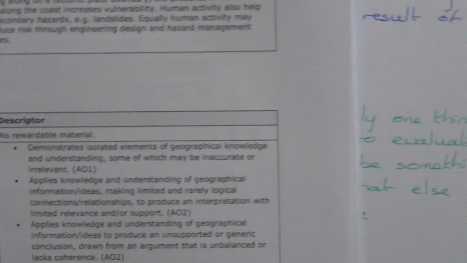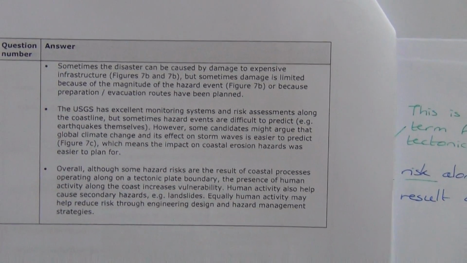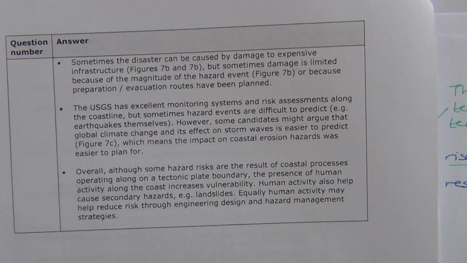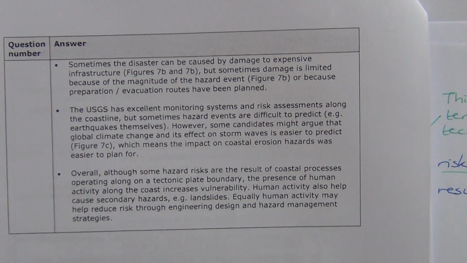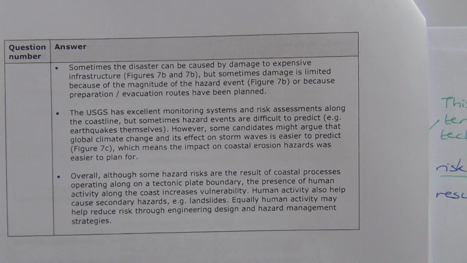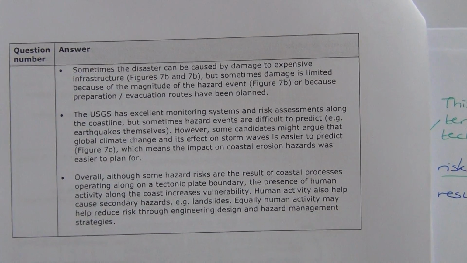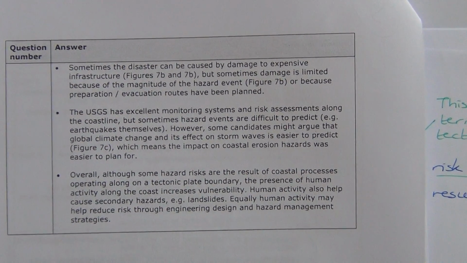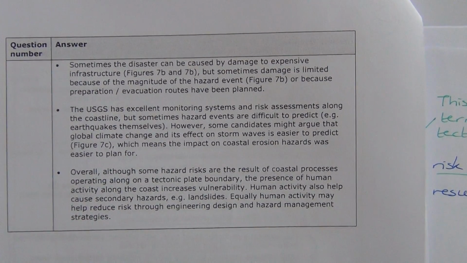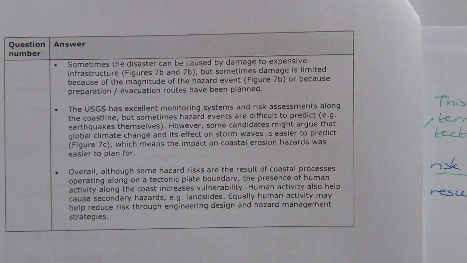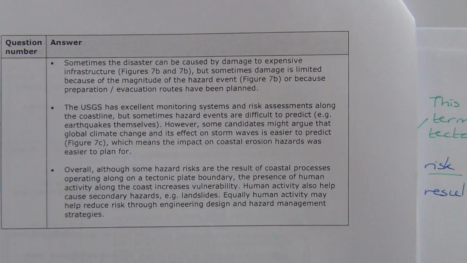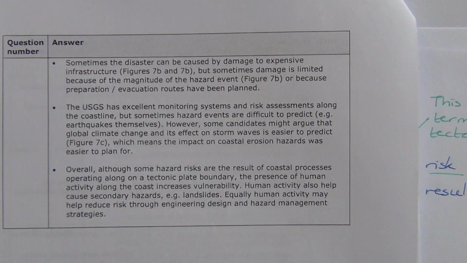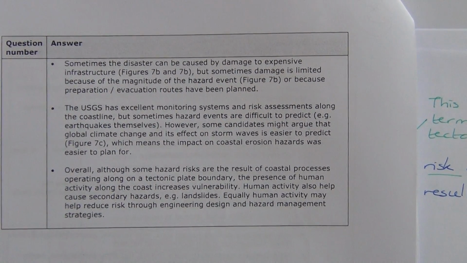I have another 3 points from AO2. So we're looking at the idea that sometimes the disaster can be caused by damage to the expensive infrastructure, but sometimes damage is limited because of the magnitude of the hazard event or because preparation and evacuation routes have been planned. So we're saying here that yes, the hazard is caused by the physical processes, but that the human process can actually mitigate against this disaster.